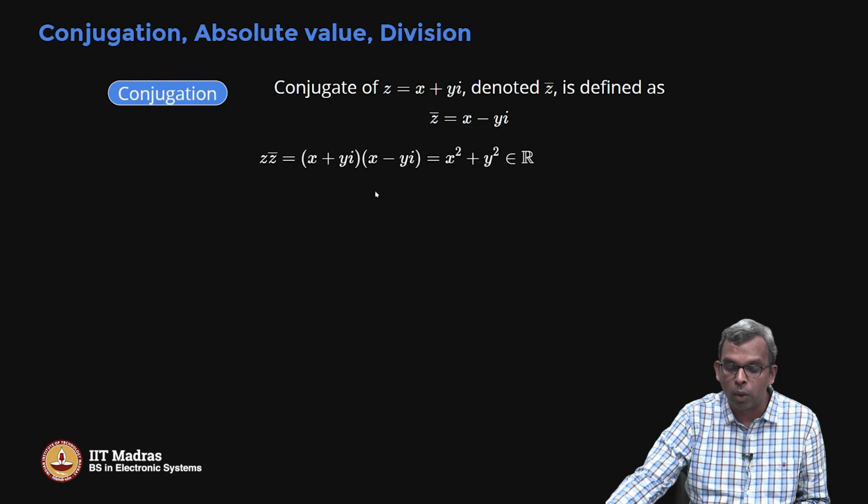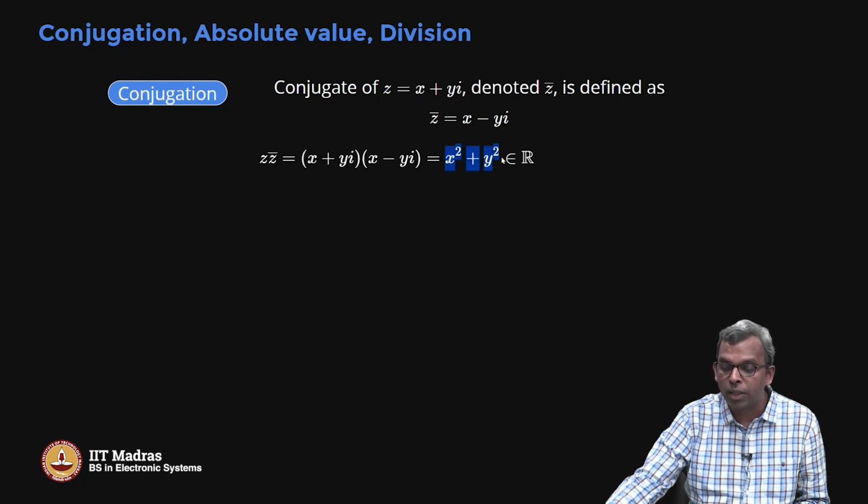x times x is x squared. yi times minus yi will give you minus y squared i squared, that's okay. And then minus xyi plus xyi will cancel. Or another way to see it is a plus b into a minus b is a squared minus b squared. b squared is y squared i squared, and that's minus y squared. So minus of minus y squared will become plus.